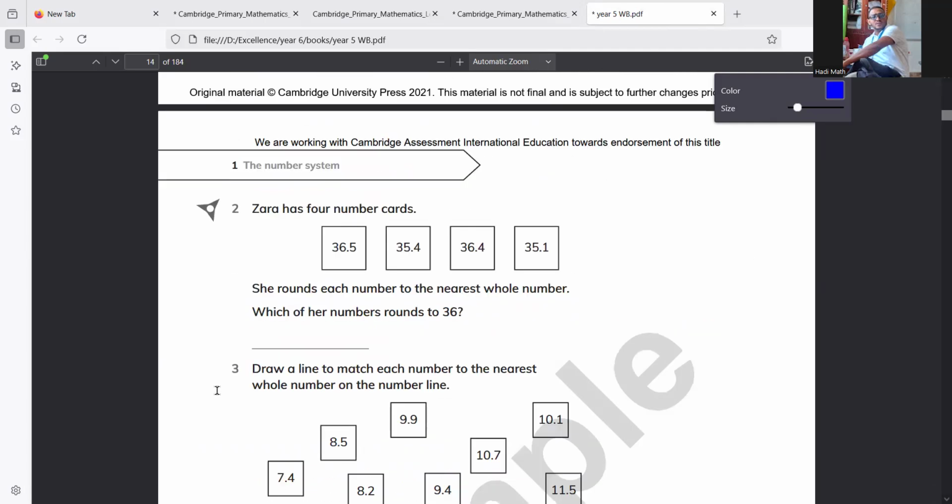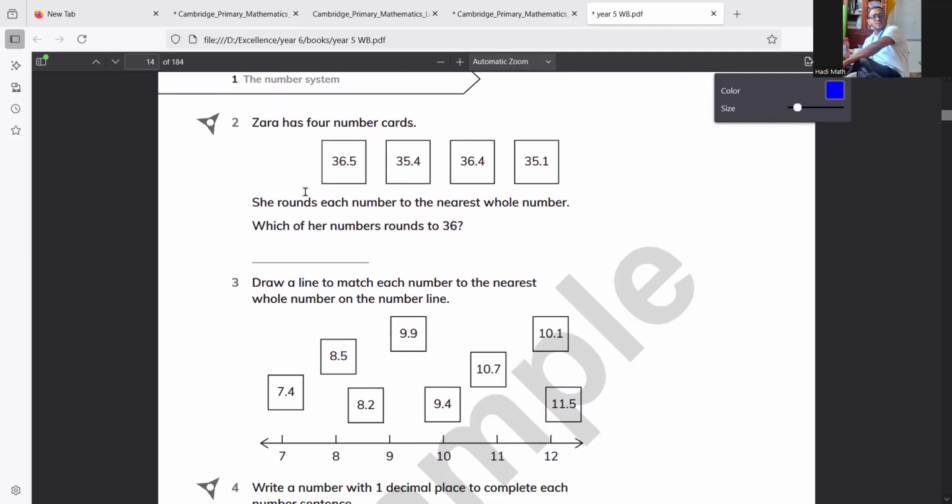Go to question number 2. Zara has 4 number cards. She rounds each number to the nearest whole number. Which of her numbers rounds to 36? Let's round each one of them to the nearest whole number. First one, 36.5. The whole number is 36. Look at the first digit after the decimal point, which is 5. With 5 or more, we add 1, so it's going to be 37.